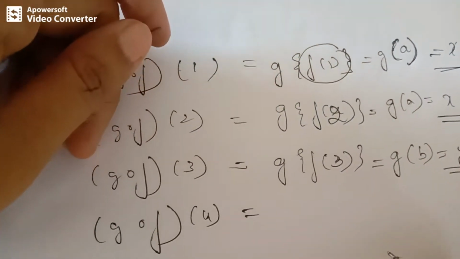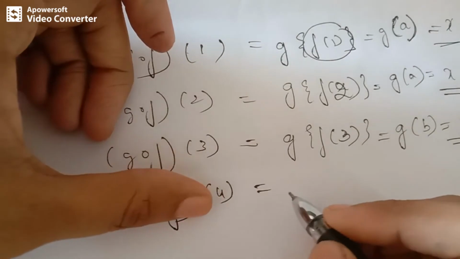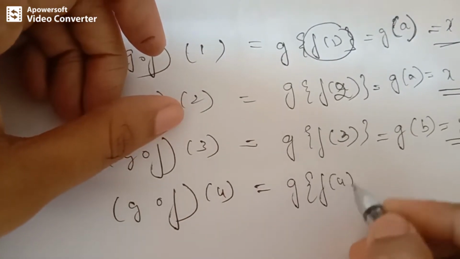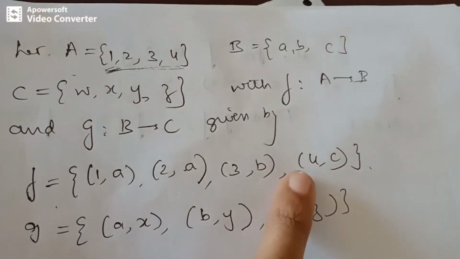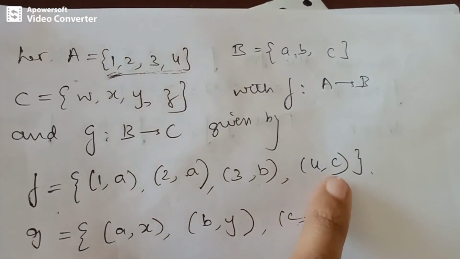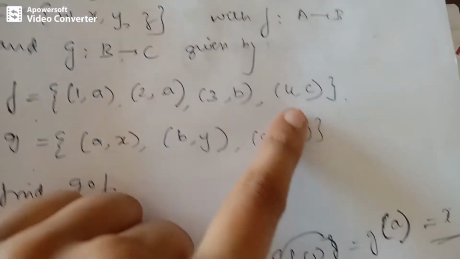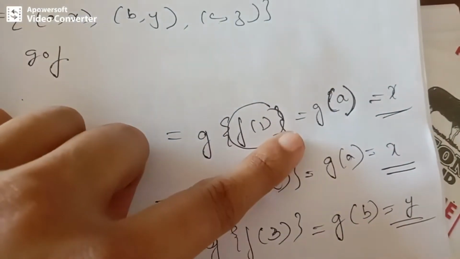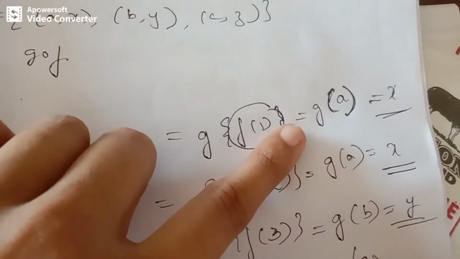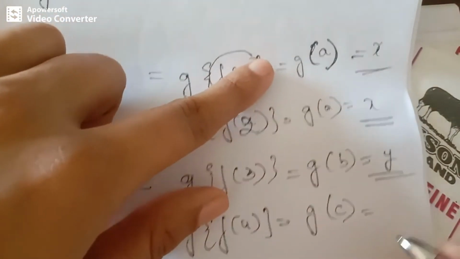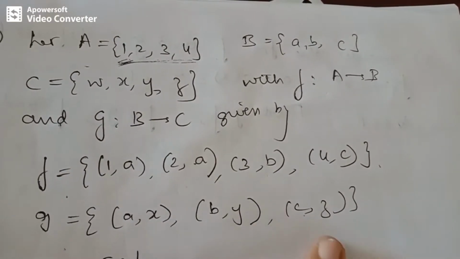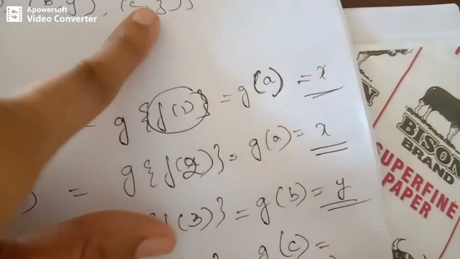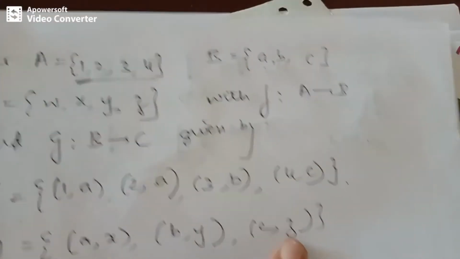So next, we have to find out what is g composite f of 4, nothing but g of f of 4. You know what is f of 4 here? 4 is mapped to C in the set B. So we can write g of C. Next, you can observe C is mapped to Z in set C. So what is g of C? G of C will be Z.